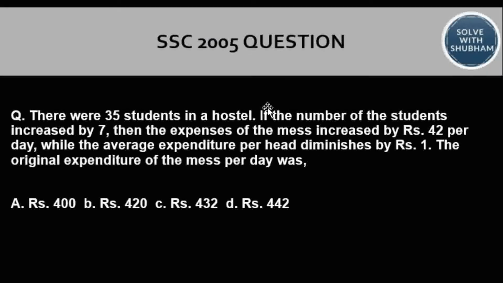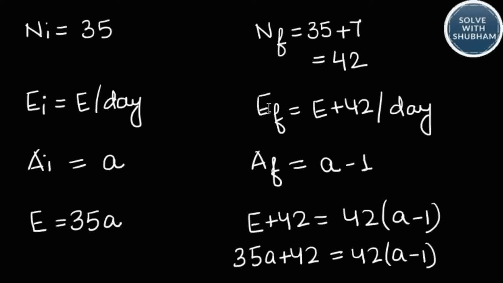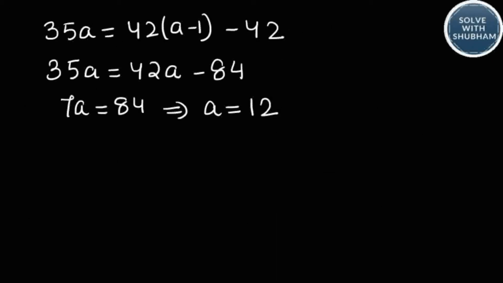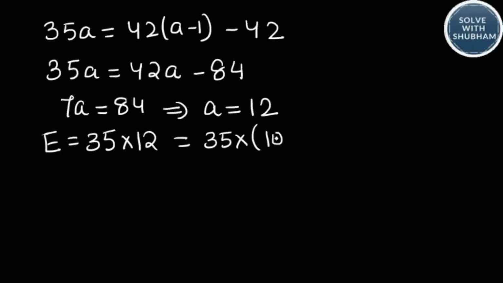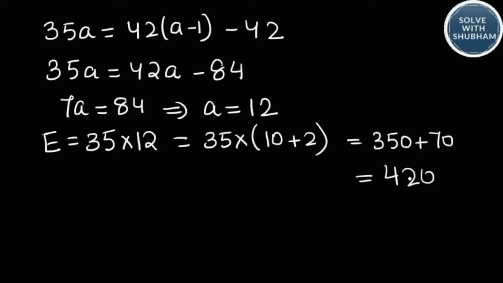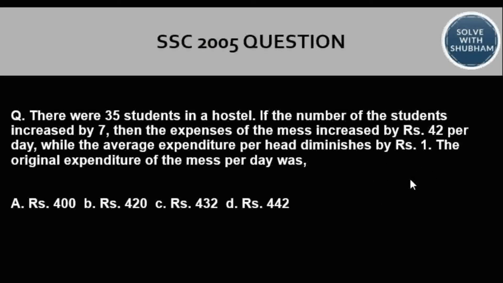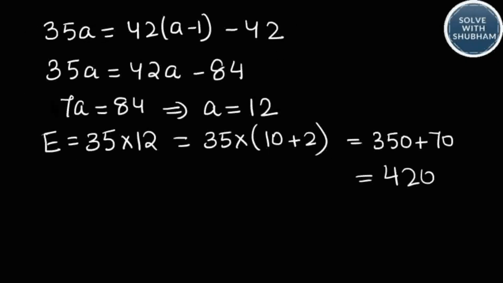What is the question? The question is the original expenditure you need to find out. Original expenditure is 35A. So, original expenditure is 35 into 12, which would be, I am just doing the calculation, 350 plus 70, 420. So your answer would be option number B. The answer is rupees 420.